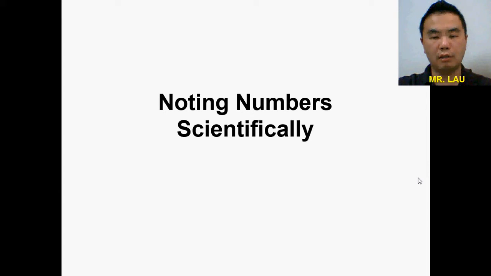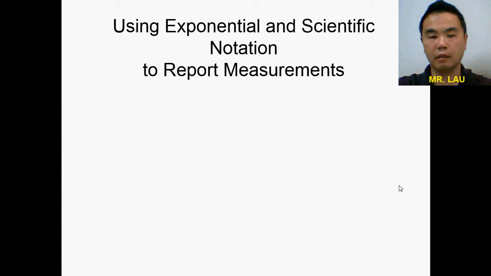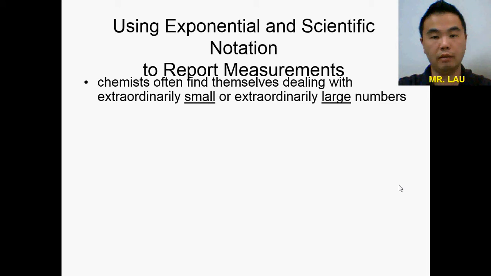Today's topic is noting numbers scientifically. We're going to learn how to use exponential and scientific notation to report measurements. The reason is because chemists often find themselves dealing with numbers that are extraordinarily small or extraordinarily large. As a result, they have to use something called exponential notation.